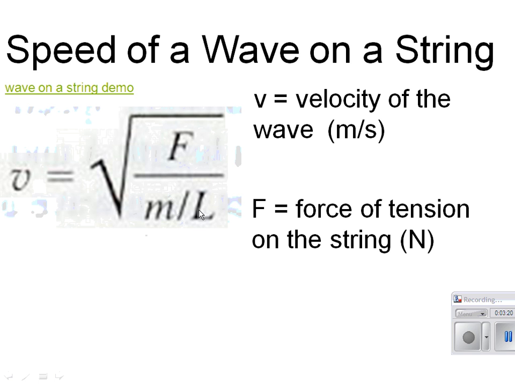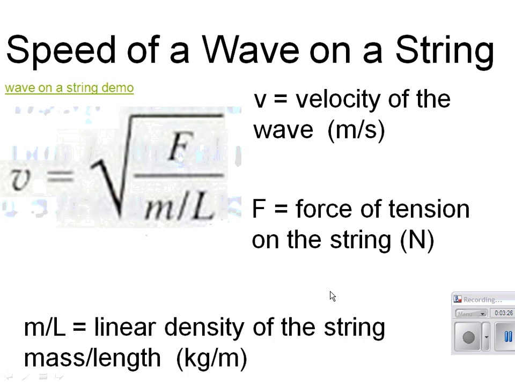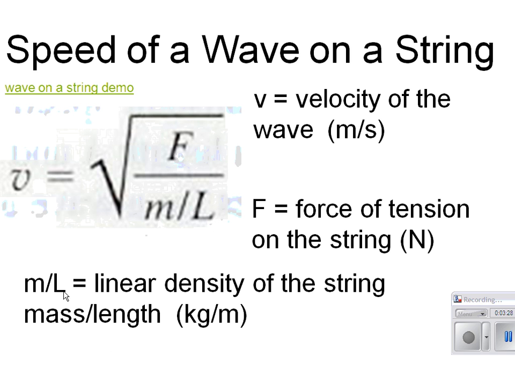So it not only depends on the linear density, the mass per unit length of the string, but also on the force of tension on the string. This M per L, this mass per length, is the linear density of the string. It's the mass of the string divided by the length of the string. In some of our physics problems, they'll give you the mass per unit length of the string, or they'll give you separately the mass of the string and the length of the string, and you'll have to calculate M over L, the linear density of that string.